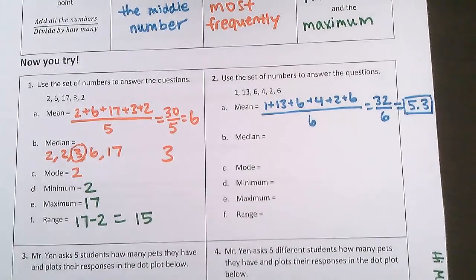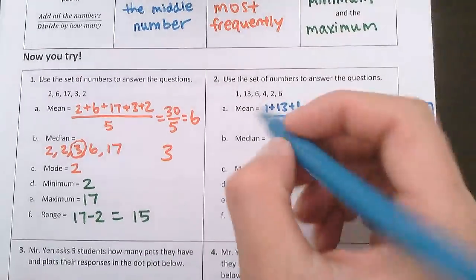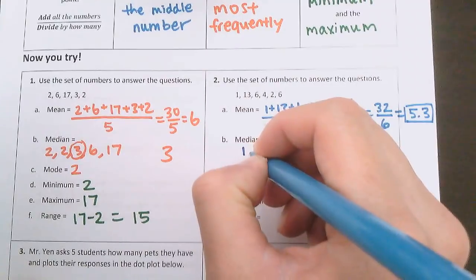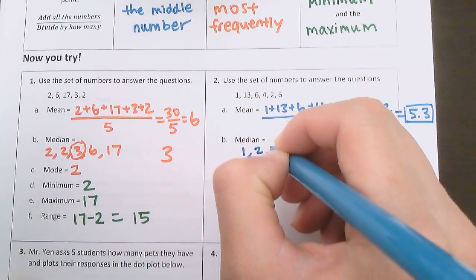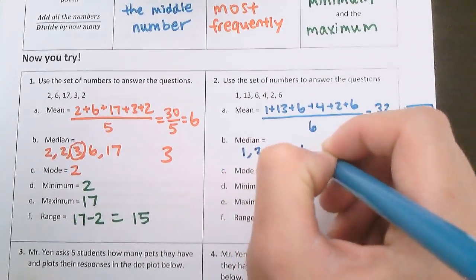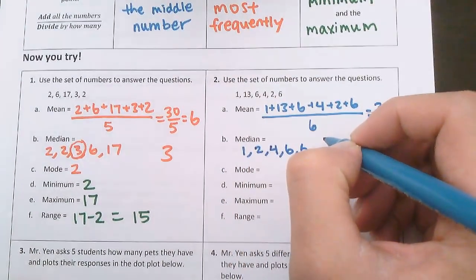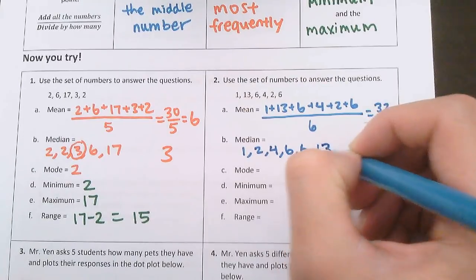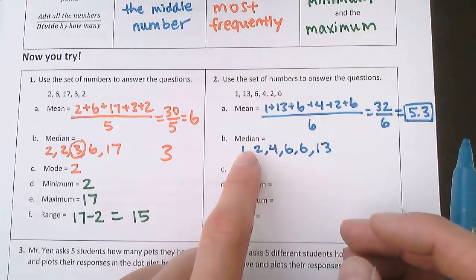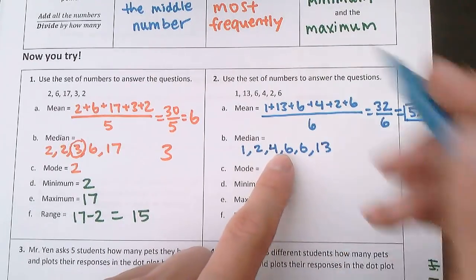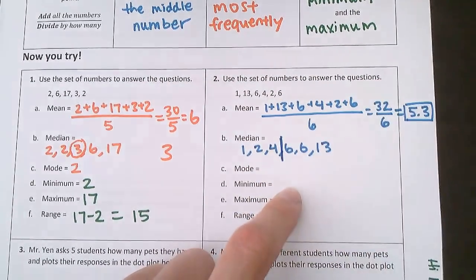The median, let's list the numbers from least to greatest. 1, 2, 4, 6, 6, 13. So the median in this case would be right in between 4 and 6.